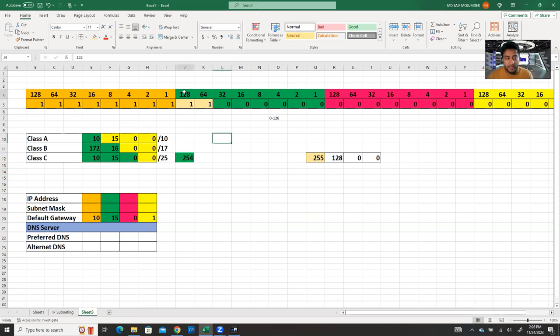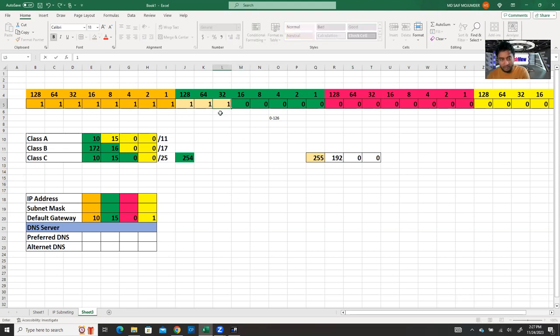So you borrowed 2 bits, add their values. 128 plus 64, how much are you going to get? 192, right? And then the rest of the bits are 0. You don't need to worry about it. The third octet is 0 completely. The fourth octet is 0. So if it is /11, what's going to happen? You're going to borrow one more bit, right?